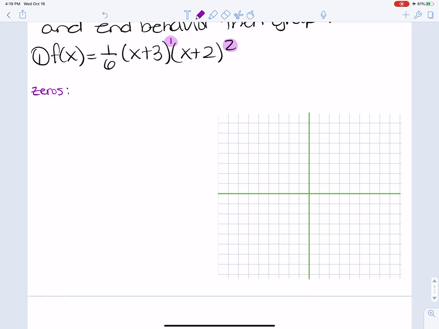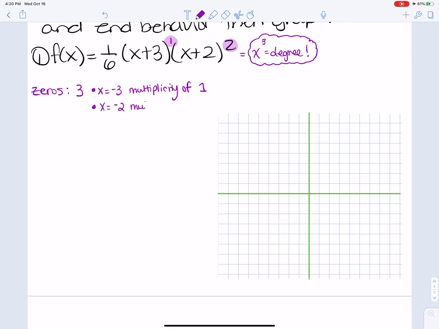If you were to multiply this all out, this would end up being x to the 3rd power, and that is your degree. Since it has a degree of 3, that means you're going to have 3 zeros. And your 3 zeros technically are going to be x equals -3, but don't forget the multiplicity, with a multiplicity of 1, and x equals -2 with a multiplicity of 2.